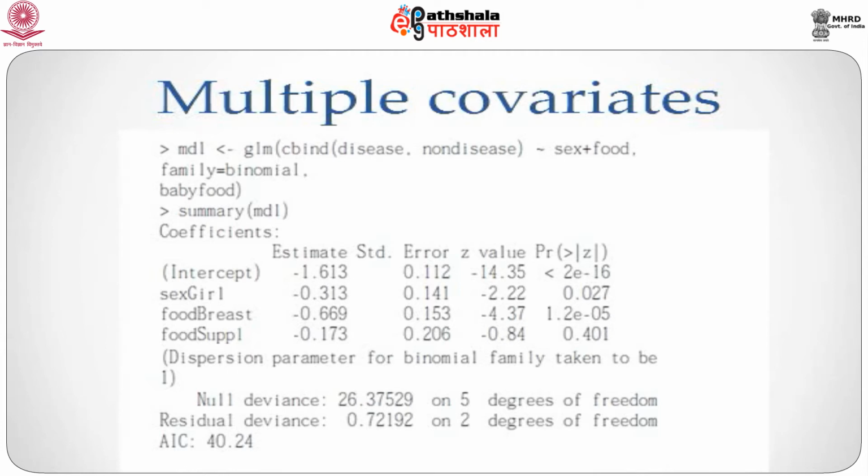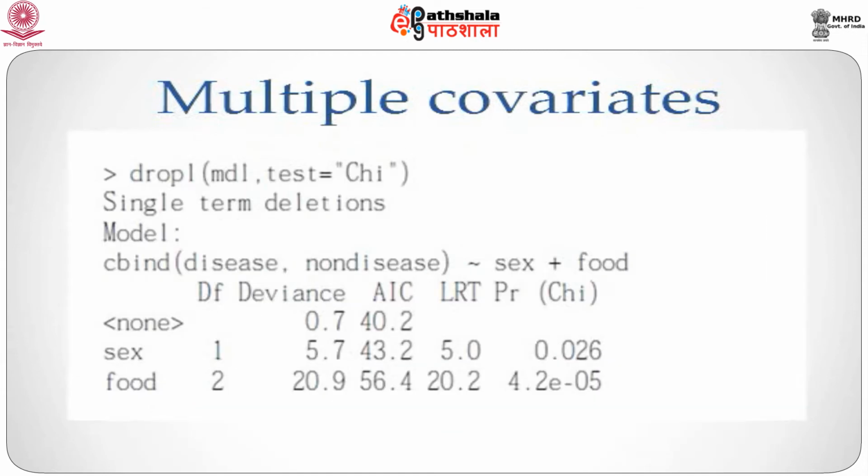Similarly, for food, the reference category is bottle feeding. Again, this has been selected alphabetically, as we have not told R to do otherwise. And we have two dummies corresponding to breastfeeding and supplementation. The outcome looks more or less the same as before, only there are additional lines corresponding to the extra number of coefficients.